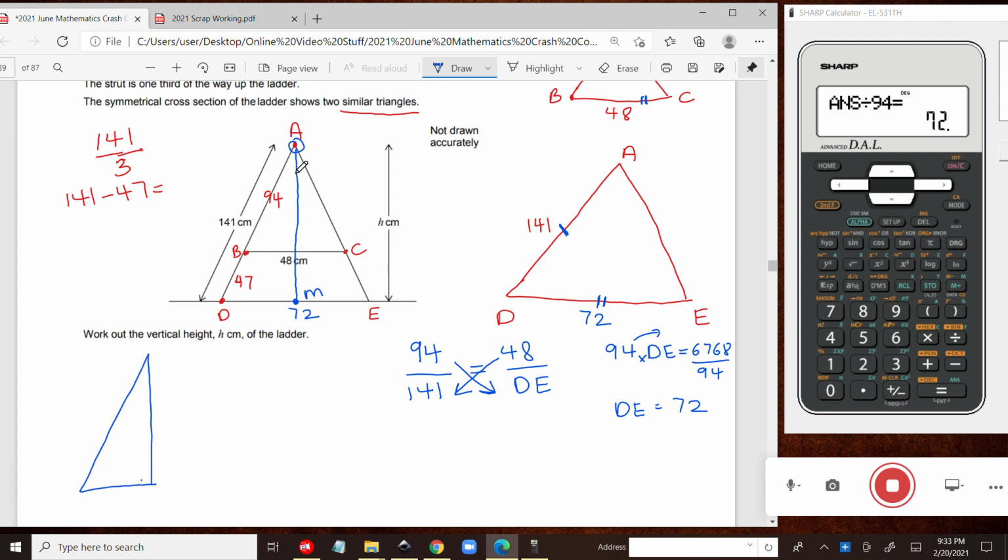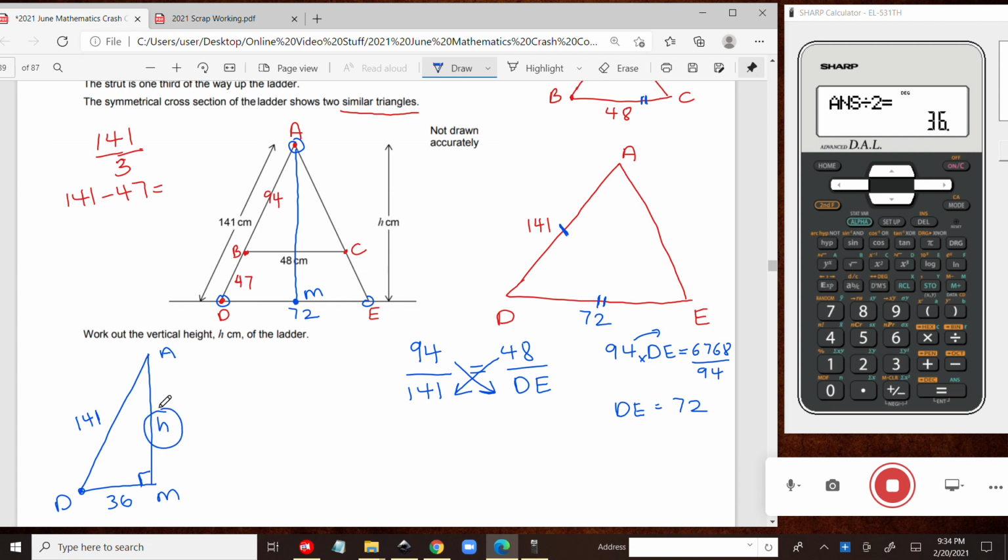Right. Now, when you drop this line straight down, AM, we will get a 90 degrees here. Here's H, the height of the triangle. We know here's 141, but how much is from D to M? Remember, from D to E is 72. When you drop the height here, because it's an isosceles triangle, it will cut the 72 in exactly half. 72 divided by 2 is 36. So now we have a right angle triangle here.